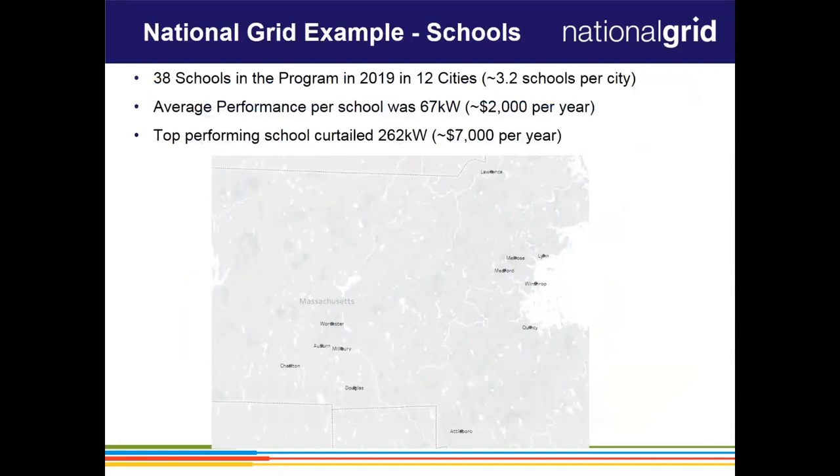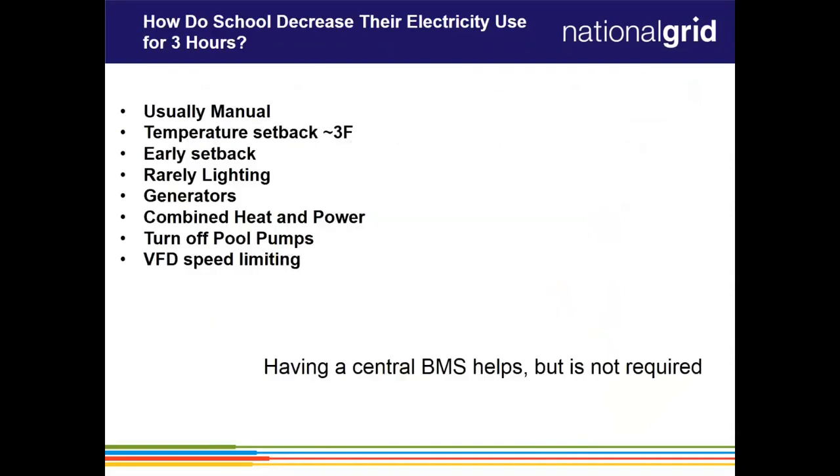Last year we had 38 schools participate in National Grid service area. Came out to about 3¼ schools per city. The average performance for all those schools was 67 kilowatts. That comes out to about $2,000 per school. A top performing school, a rather large high school, curtailed 262 kilowatts. That's $7,000 just for that high school every single year. And they do this by pretty low-cost measures like manually setting back thermostats, doing their setbacks early, turning off rarely used lighting, or even a generator or turning off a pool pump.